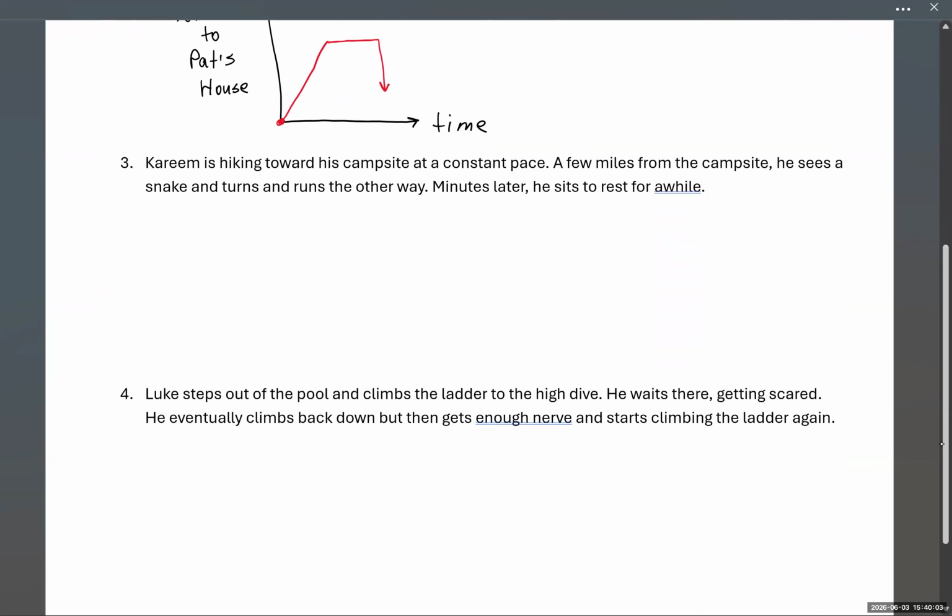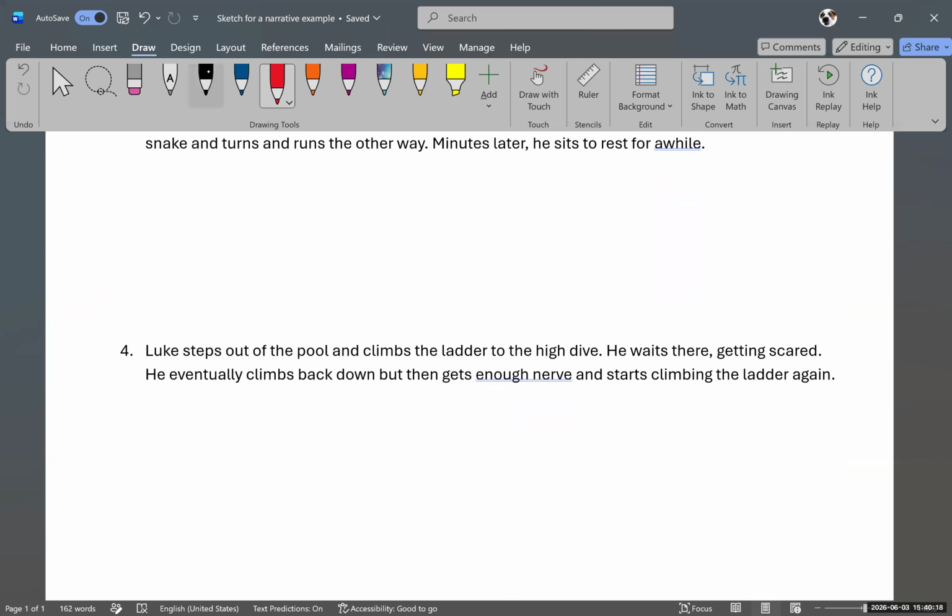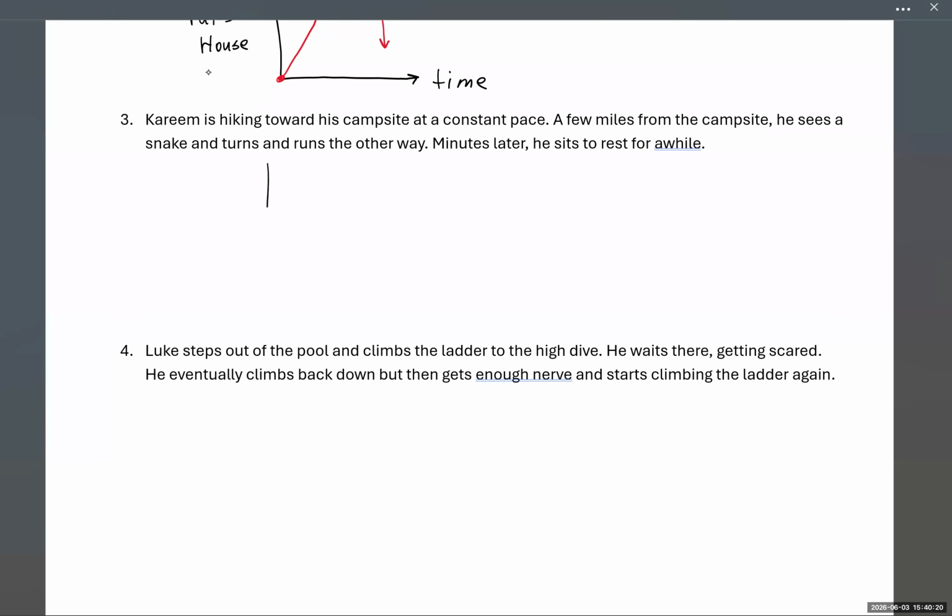Okay, let's try it again. Kareem is hiking towards his campsite at a constant pace. A few miles from the campsite, he sees a snake and turns and runs the other way. Minutes later, he sits to rest for a while. X and Y. Time on the X. And the Y-axis will be distance to campsite.